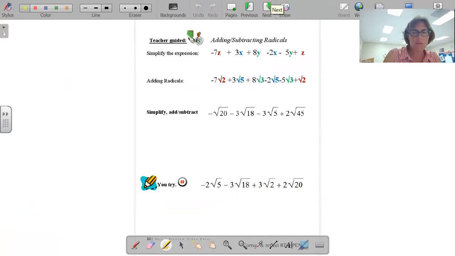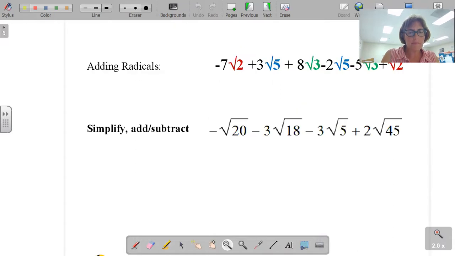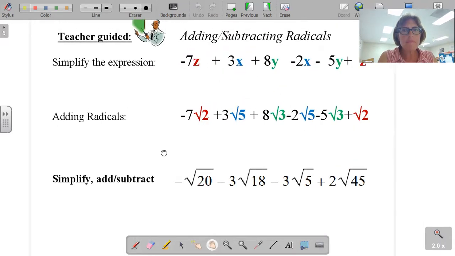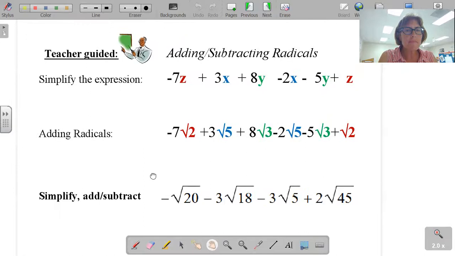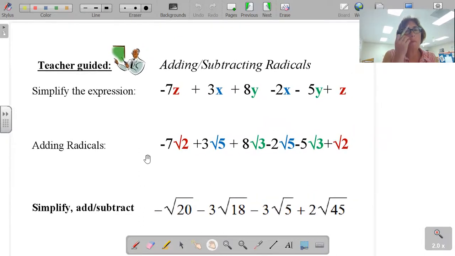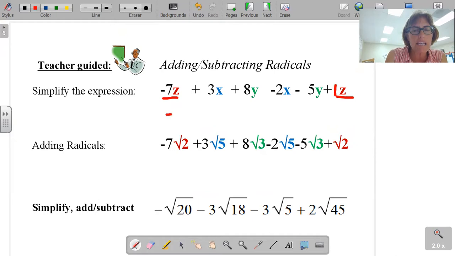Adding radicals. I want you to note that this has been color-coded for you. I want you to physically collect these variables and add them up. Physically collect. Watch what I mean. Underline anything with a z. We're going to add, that's negative z plus 1z. So this ends up being negative 6z.